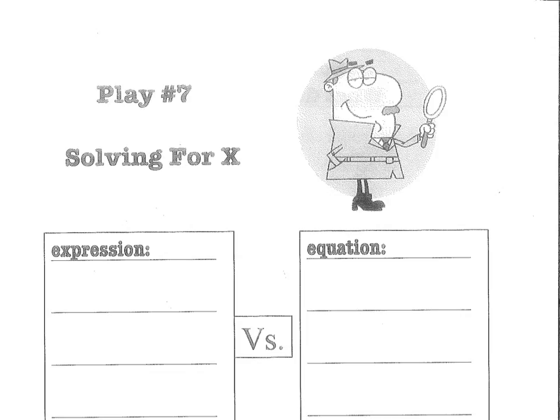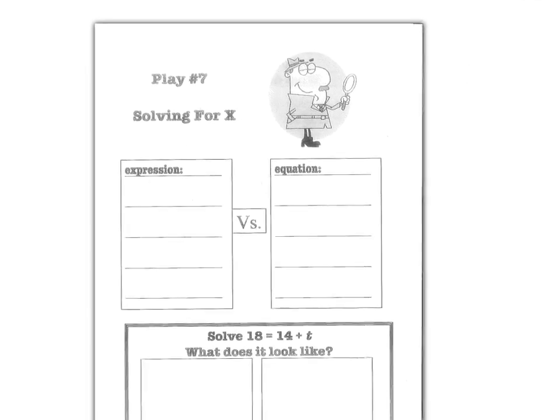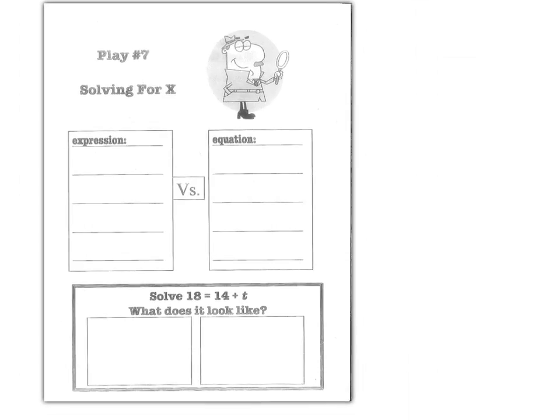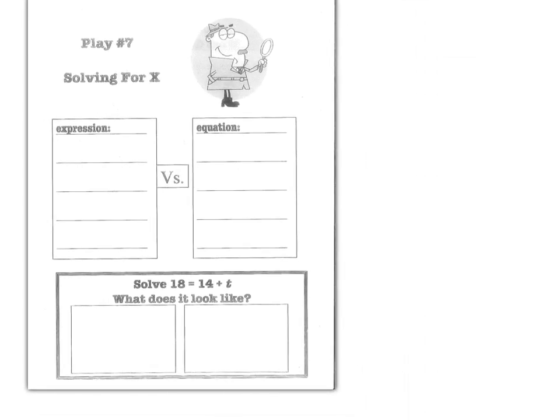The first thing that we're going to talk about is the difference between an expression and an equation. As you can see by the little detective up here, in this step, we are going to become like detectives and try to figure out what x is. X is sort of a missing piece or a variable. And sometimes it won't be x. It could be anything. Our variable could be anything. But before we do this, we need to understand the difference between an expression and an equation.